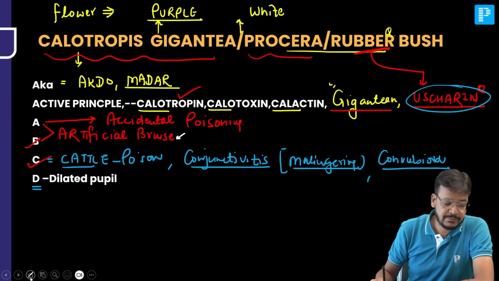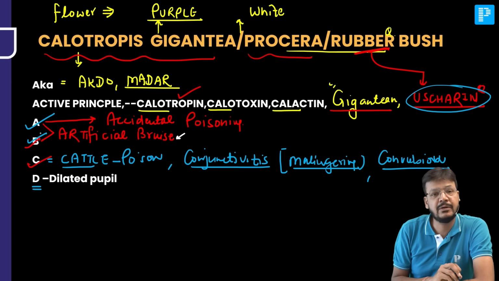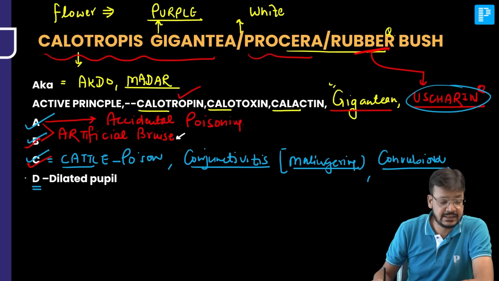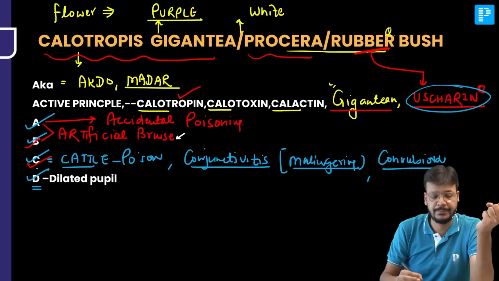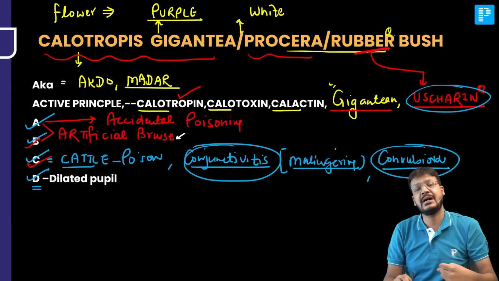So you can remember this by ABCD: it causes accidental poisoning, it causes artificial bruise, it is a cattle poison, and dilated pupil is seen in Calotropis. So it is used for conjunctivitis, malingering, and it causes convulsion, that is Calotropis.